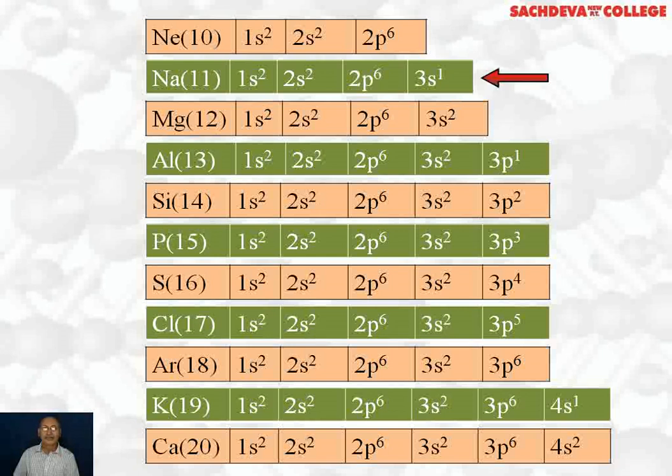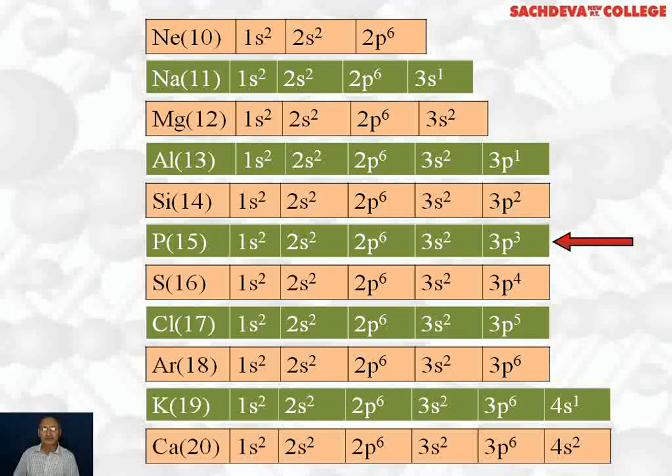So sodium 11 has 1s2, 2s2, 2p6, 3s1. Magnesium 12 has 1s2, 2s2, 2p6, 3s2. Aluminium 13, 1s2, 2s2, 2p6, 3s2. Now 3s orbital is full. So next electron will go to 3p orbital. So 3p1. Silicon 1s2, 2s2, 2p6, 3s2, 3p2.